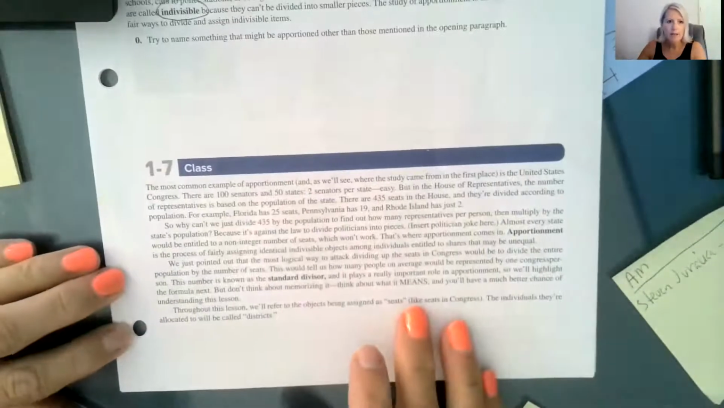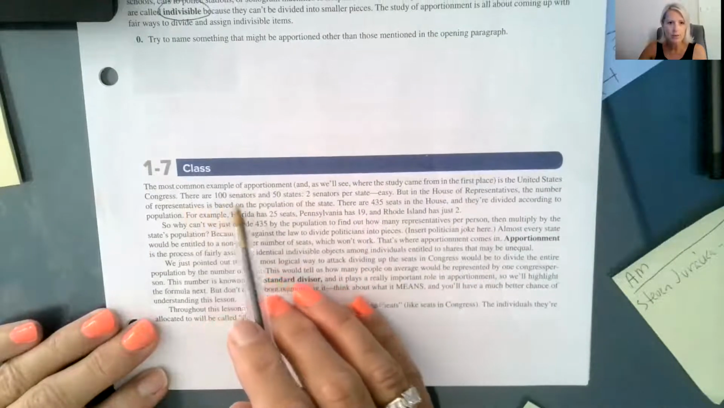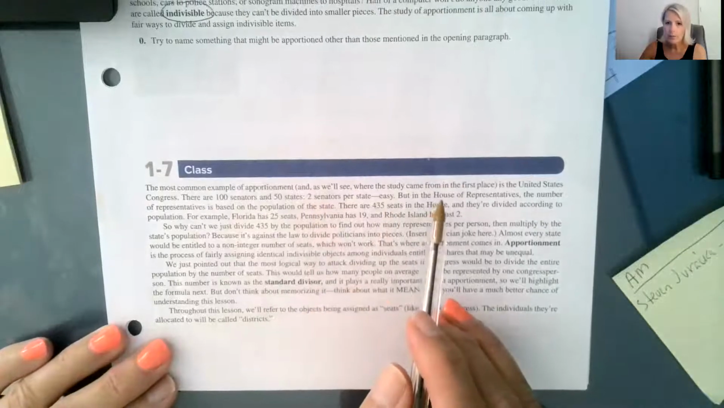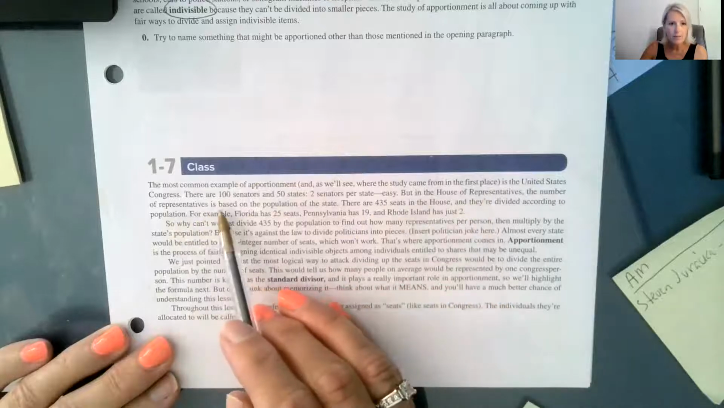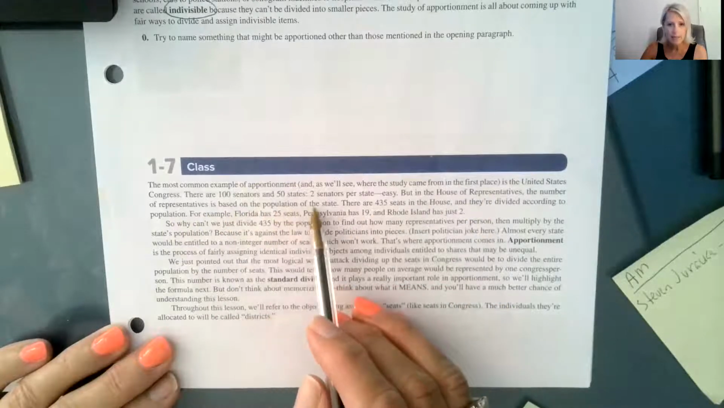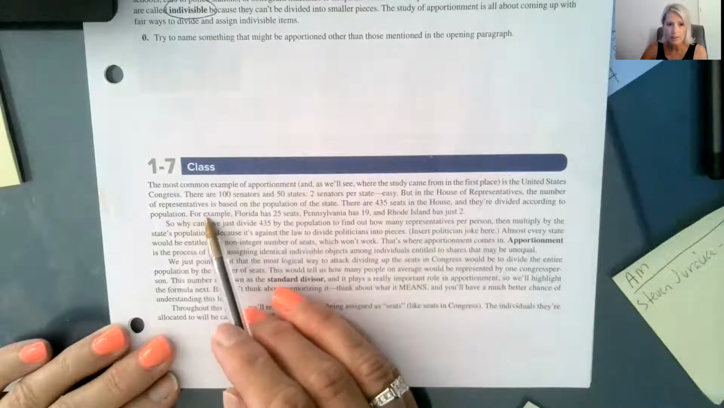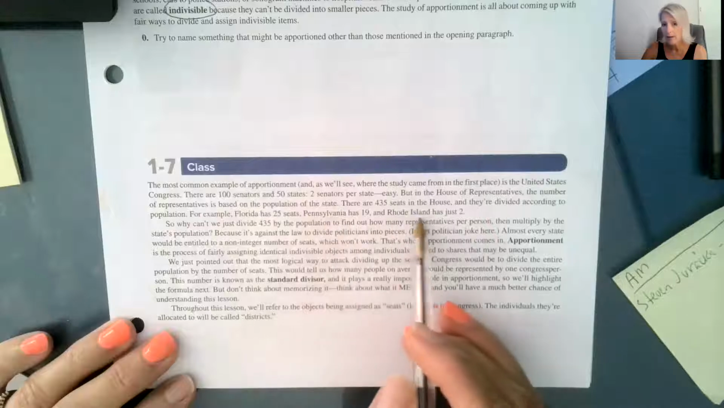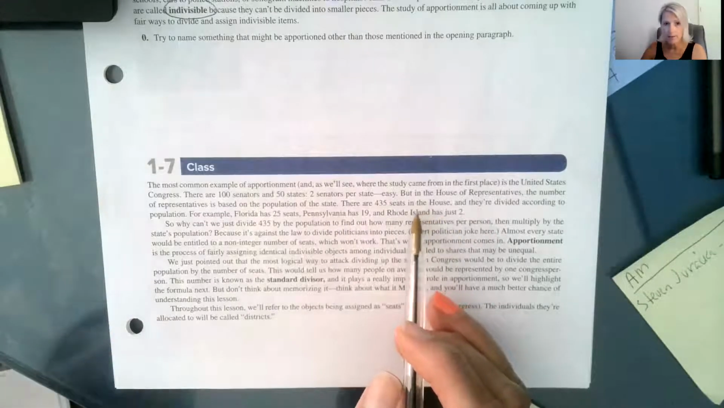So let's go to the bottom of page 107. It says the most common example of apportionment is the United States Congress. There are 100 senators in 50 states, so each state gets 2 senators. But in the House of Representatives, the number of representatives is based on the population of the state. There are 435 seats in the House, and they're divided according to population. For example, Florida has 25 seats, Pennsylvania has 19, and Rhode Island has just 2. Because Rhode Island has a much smaller population, they only have 2.